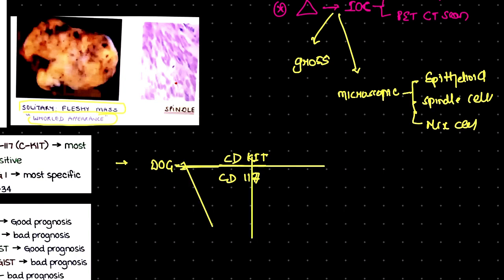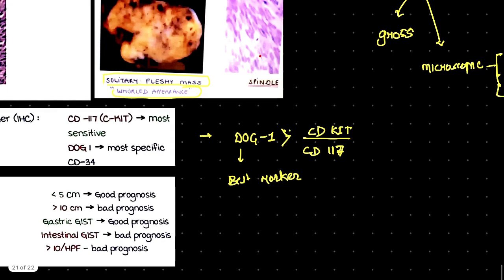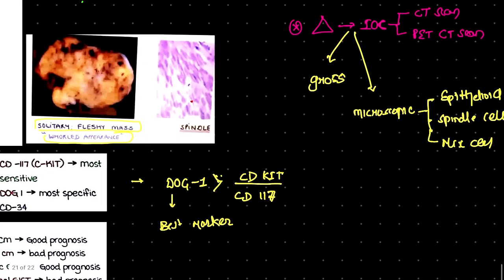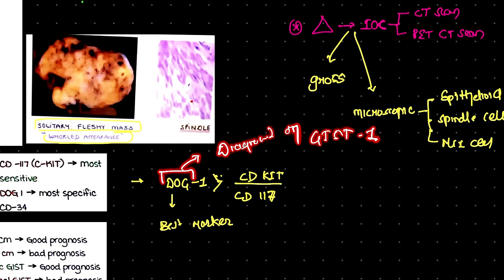DOG1, right? This is DOG1. So this is the best marker. This is the best marker for our GIST, right? Now what is DOG1? This stands for Discovered On GIST type 1, right? Okay, that is what it stands for. And yes, this is the best marker.